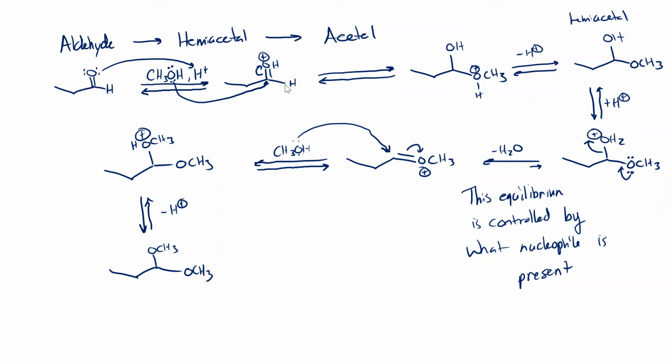Because we can go forward and back as many times as we want across this top row, but as soon as we drop down to this bottom row and lose water, we can't really get back over this reaction and get back to our starting material, right? So now we're stuck in this loop, and eventually we have a carbocation, a positive oxygen, or a neutral compound. Eventually, the neutral compound is going to be the favored product, right?